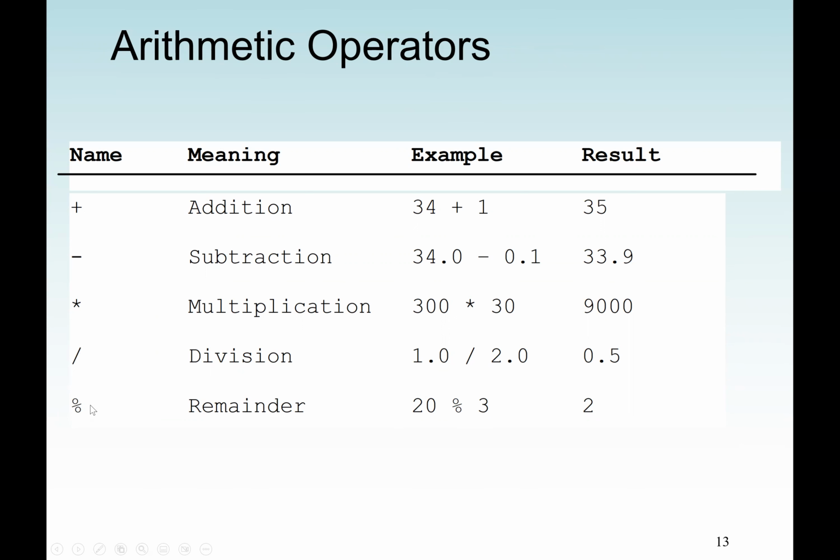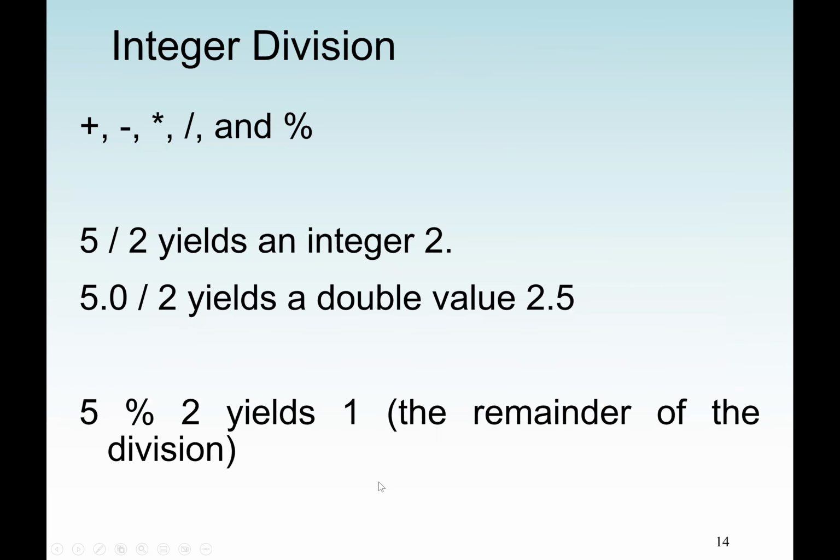Then we also have a remainder or modulus operator. A remainder normally will give you the remainder of two values when you divide. For example, if I divide 20 by 3, the answer will be 6, and 6 times 3 is 18, so the remainder is 2. So this means 20 modulus 3, or remainder 3, the answer will be 2, because if I divide 20 by 3, the remainder will be 2. So these are the arithmetic operations we can perform.